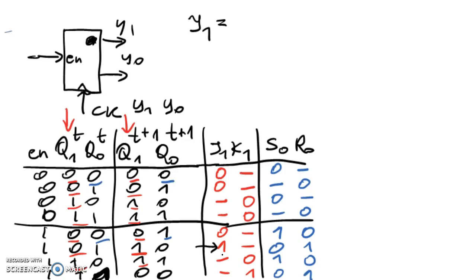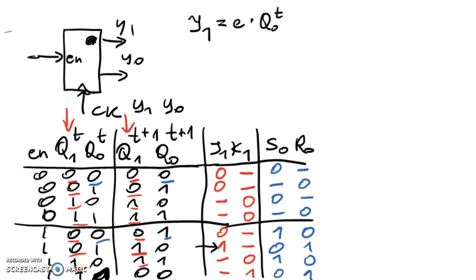No, this I can't find the solution. Perhaps enable times Q0. Enable times Q0 can be. It is enable times Q0 of t. I can't find a more compact version of it.